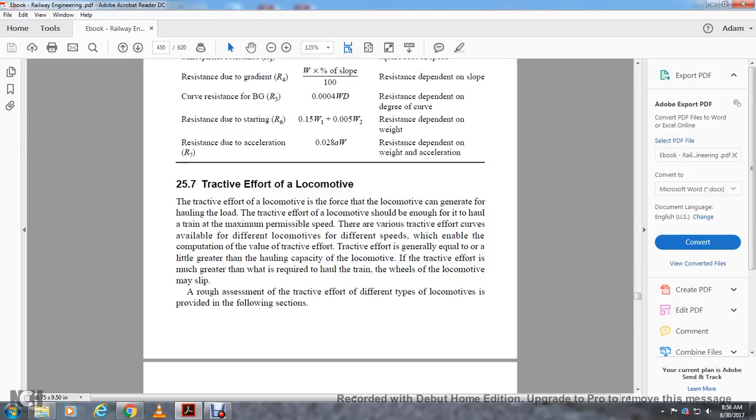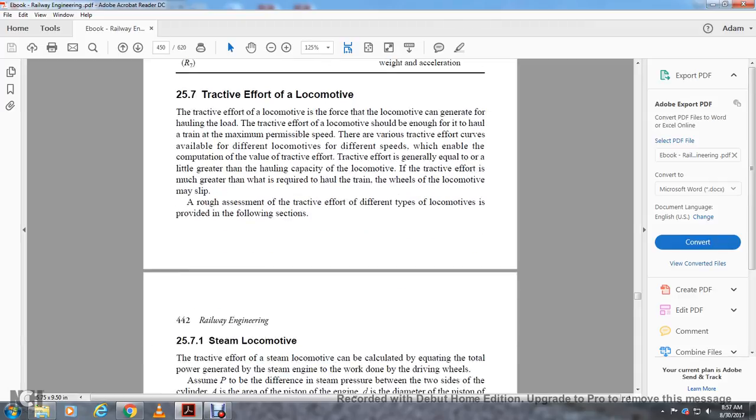The tractive effort curves are available for different locomotives at different speeds, which enable the computation of the value of the tractive effort. The tractive effort is generally equal to the lesser of the hauling capacity of the locomotive. The tractive effort may be much greater than the required line haul of the train when the wheels of the locomotive may slip. The rough assessment of the tractive effort of the different types of locomotives is provided in the following section.